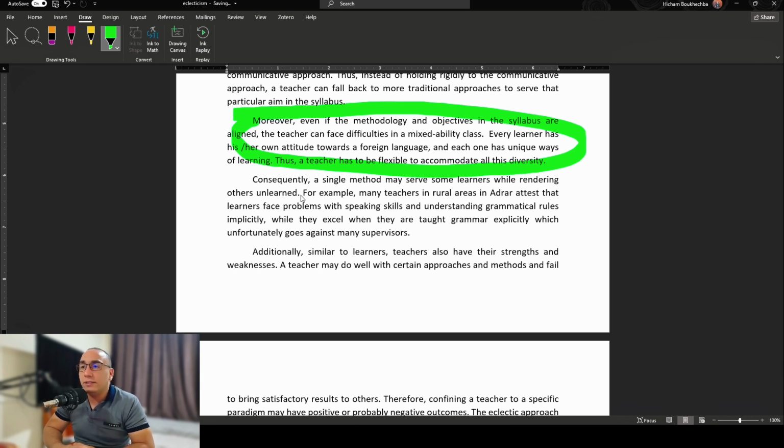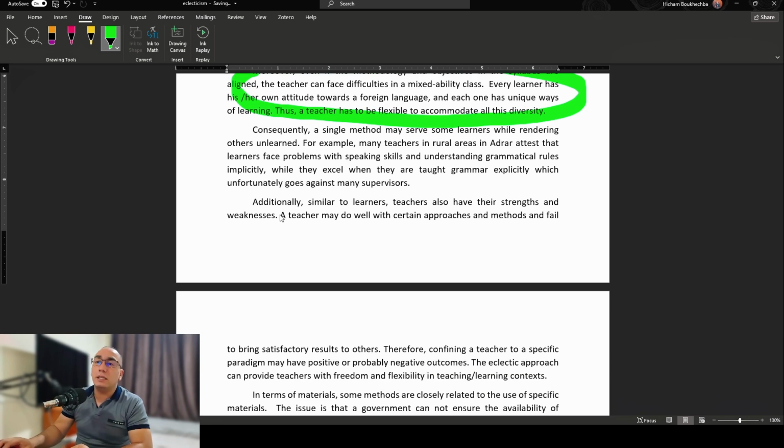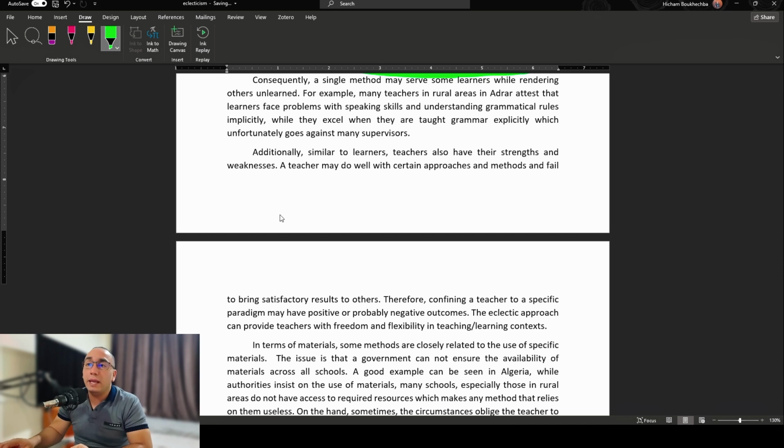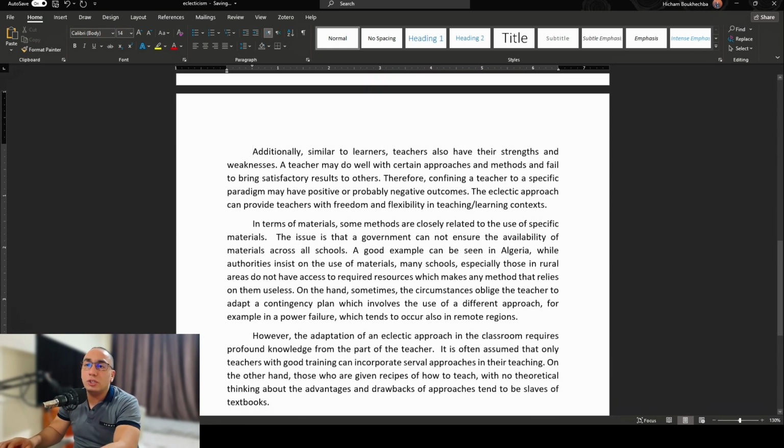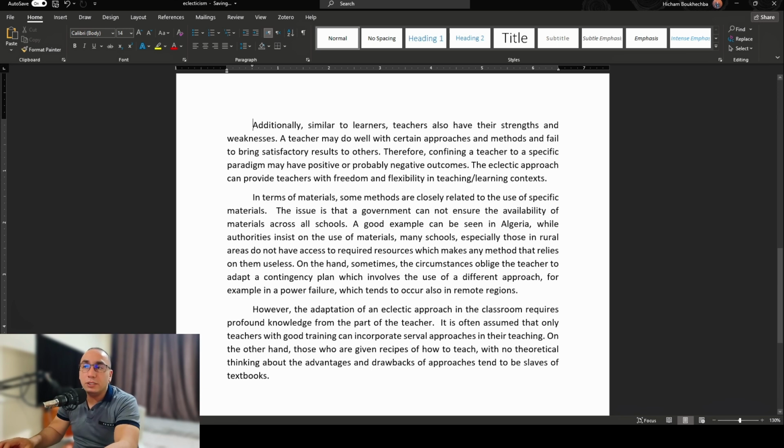It says that learners face problems with speaking skills and understanding grammatical rules implicitly, while they excel when they are taught grammar explicitly, which unfortunately goes against many supervisors. Here I meant the inspectors. So this is my talk concerning learners' attitude.